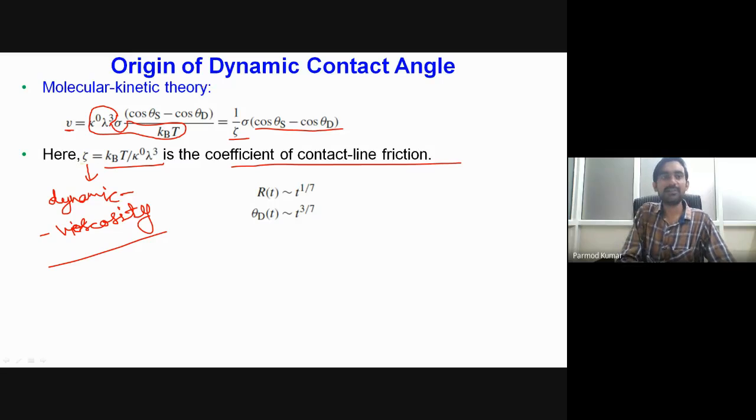Okay, so for this type of molecular kinetic theory, the radius of the droplet scales with time with the power of 1/7, and the dynamic contact angle scales with time with the power of 3/7. Okay, so based on these idealized theories, we have come up with some spreading of the contact line radius, and we have got some scaling of the dynamic contact angle as a function of time.